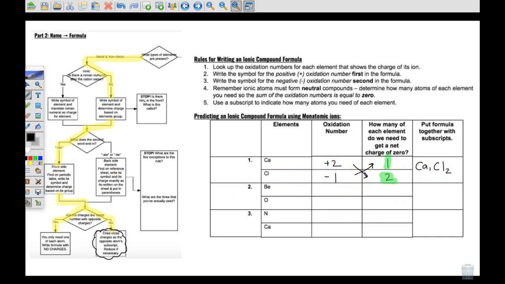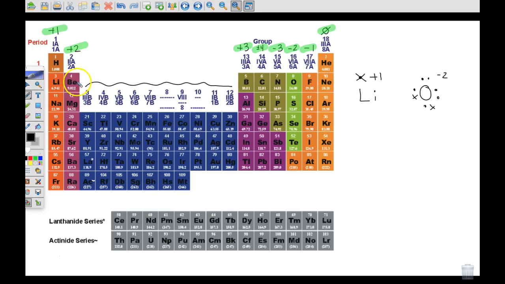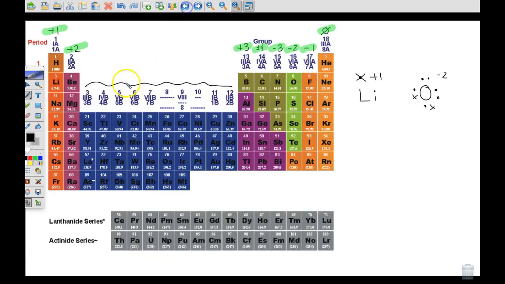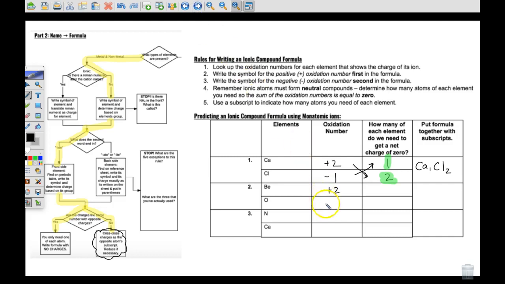Let's do another one together. So I see that I have Be. So I go back to my periodic table and locate Be, and I see that it's in the family which has a +2 charge. So I'll write +2 as the oxidation number. Then I'm going to go back and find oxygen, and oxygen is in the family with -2 charge. So I have -2. So after I crisscross my charges, I see that they're the same. So I can reduce these both down to 1. So it'll be Be1O1.